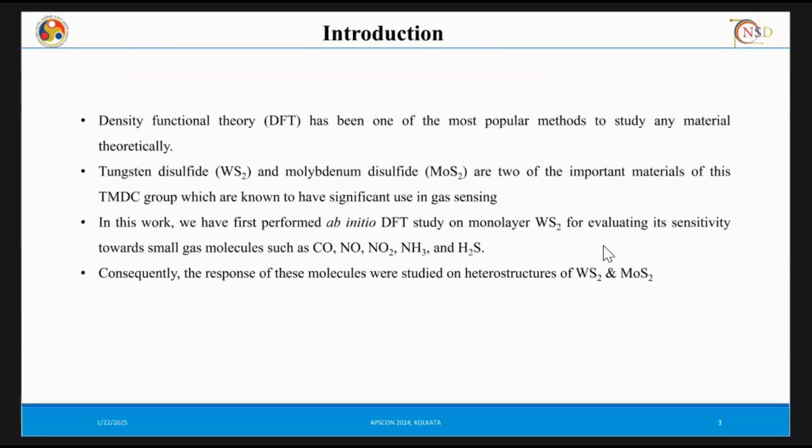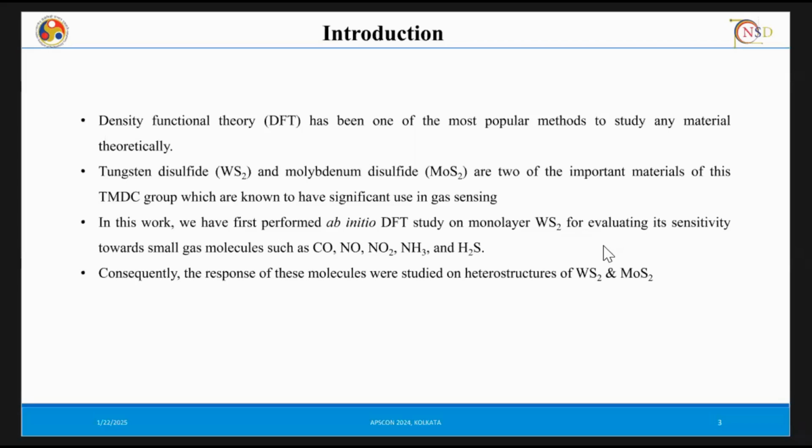The introduction of this topic is that we have worked using density functional theory. It's a theoretical study on gas sensing where we have used transition metal dichalcogenides, WS2 and MoS2, for gas sensing application. It's a well-known material for gas sensing, where we have used the chemiresistive method. Following the pristine materials WS2 and MoS2, we have tried to understand and analyze the sensing property of the device when we make the heterostructure of WS2 and MoS2.